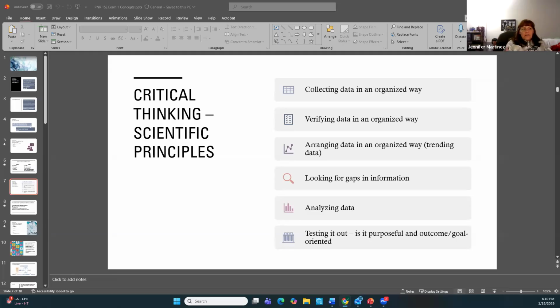And then we want to look for any gaps in information. So gaps, going back and trying to find out what data is missing, right? So that we can fill in the gaps with what is missing. And then we analyze the data, right? And then we test it out. And that is purposeful, it's outcome or goal oriented when we're testing it out.